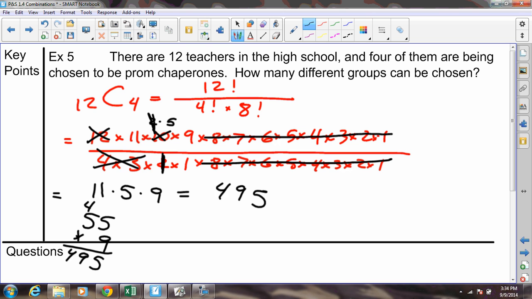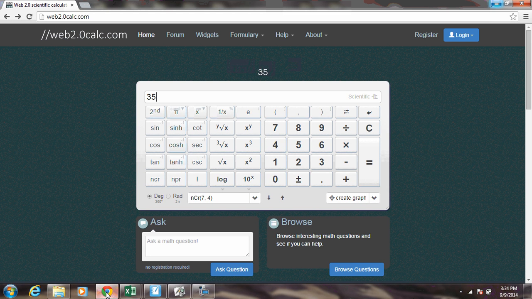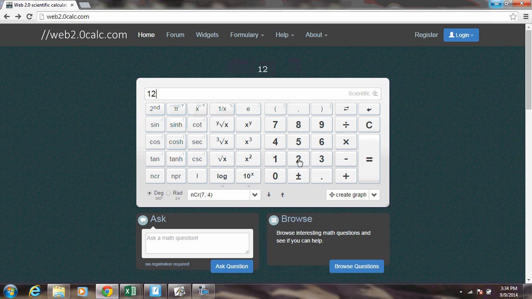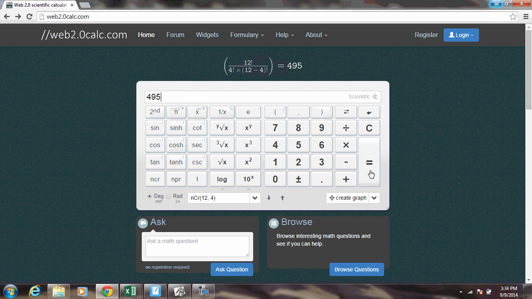I would like to verify this answer, though. Let's use the calculator to check to see that this all works out. We're doing 12 choose 4. Clear it. 12, combinations, 4 equals 495. We know we're correct.